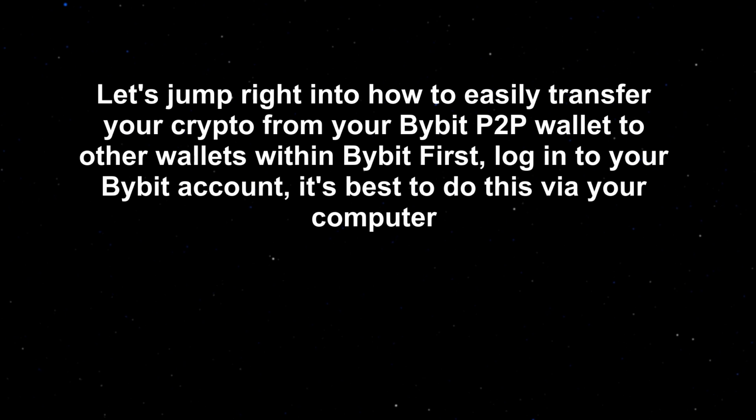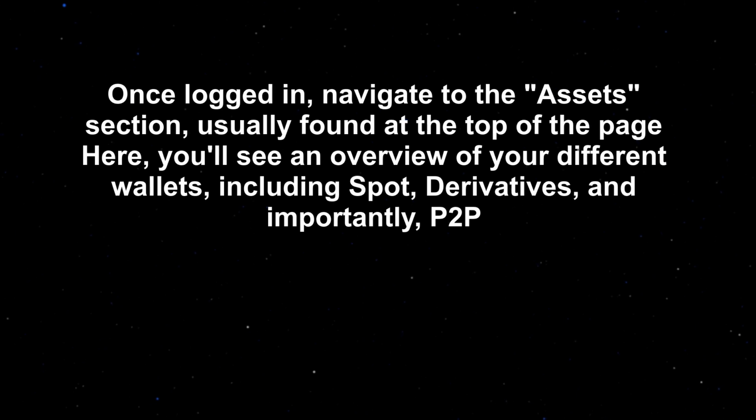First, log into your Bybit account. It's best to do this via your computer. Once logged in, navigate to the Assets section, usually found at the top of the page here. You'll see an overview of your different wallets, including spot, derivatives, and importantly, P2P.